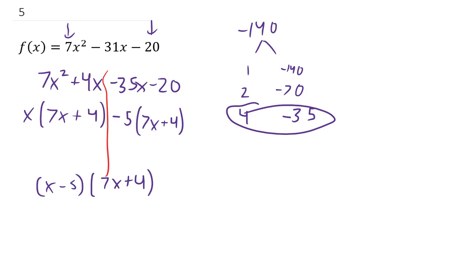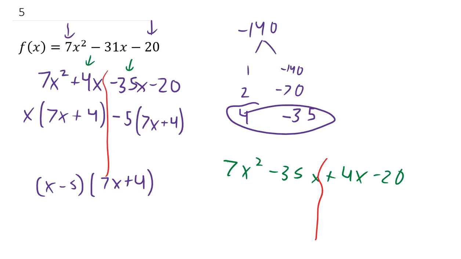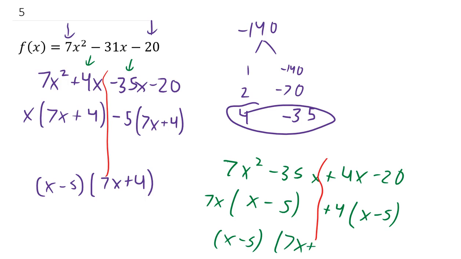Let's see what we would have ended up with if we had put the 4 and the -35 in the other order. In other words, if I wrote 7x squared minus 35x plus 4x minus 20. Out of the left side I would have taken out a 7x. Out of the right side I would have taken out a positive 4. And I would have been left with still the same thing. Which is encouraging.